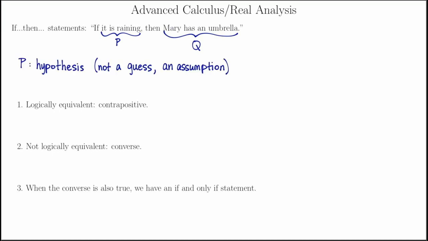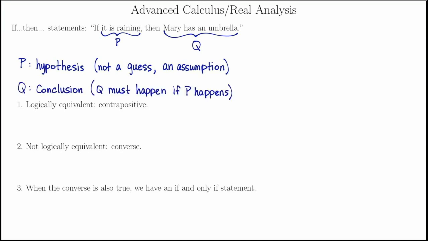This is what we would call our hypothesis, and we typically denote that by the letter P. So in mathematics, the word hypothesis might mean something different than in other scientific contexts. In an experiment, a hypothesis might be a conjecture, something that you think is true, which you are going to test. Whereas in mathematics, the word hypothesis is not something that we guess is true and that we're examining. Rather, a hypothesis is an assumption that we are making. So in this statement, I'm saying if it rains, assume it's raining, then Mary has an umbrella.